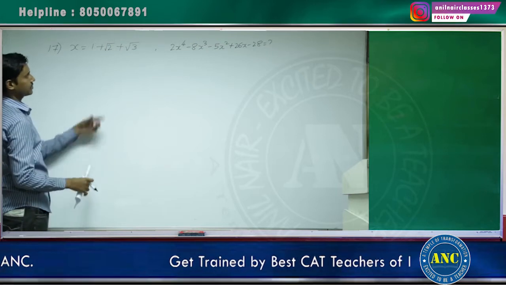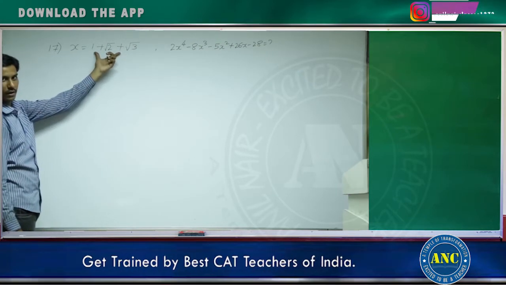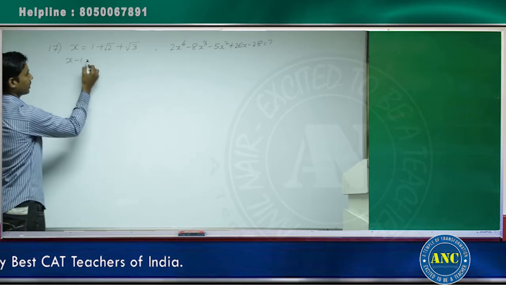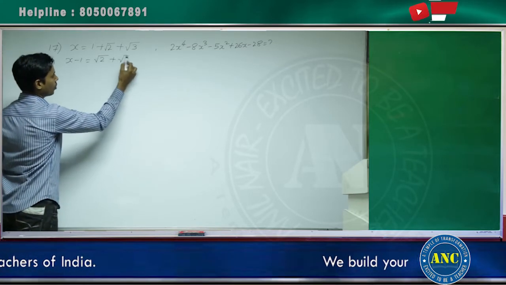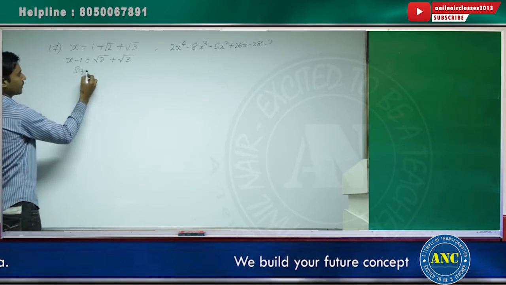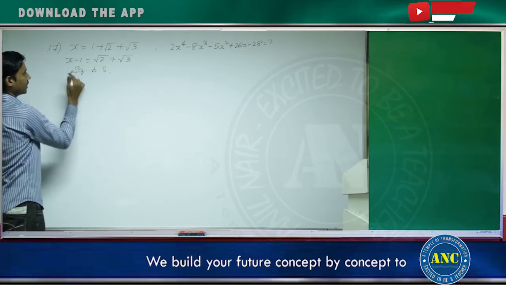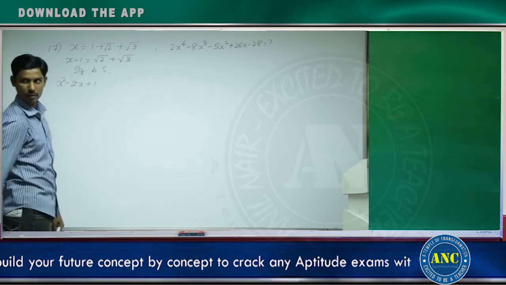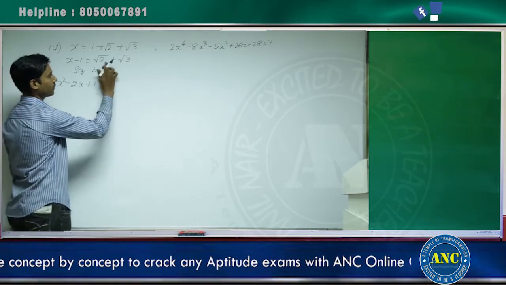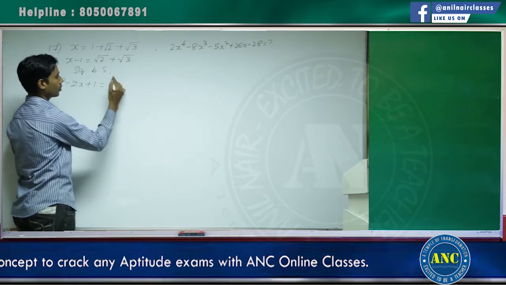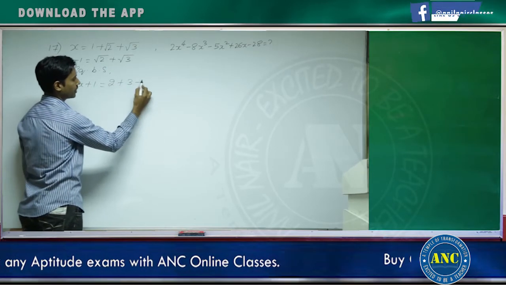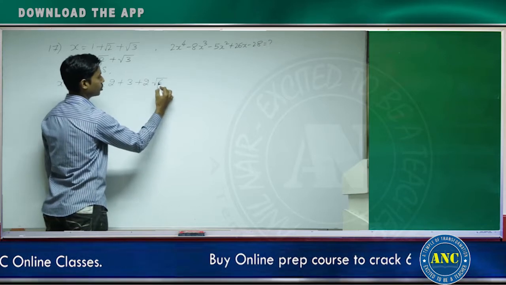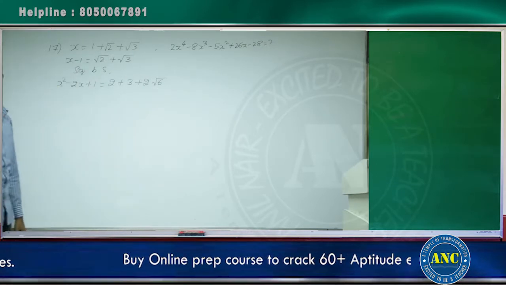Same logic. Instead of applying a plus b plus c whole square, we will shift one term to the left hand side. It becomes x minus 1 equal to root 2 plus root 3. Now if I square both sides, x minus 1 whole square is x square minus 2x plus 1, right? Root 2 plus root 3 whole square is root 2 whole square plus root 3 whole square plus 2 into root 2 into root 3. It is 2 into root 6, since root 2 into root 3 is root 6.